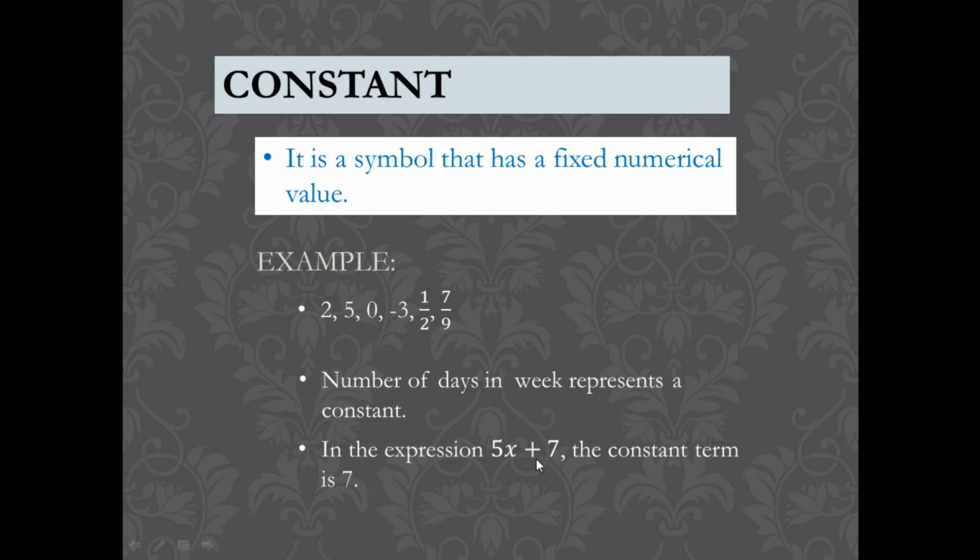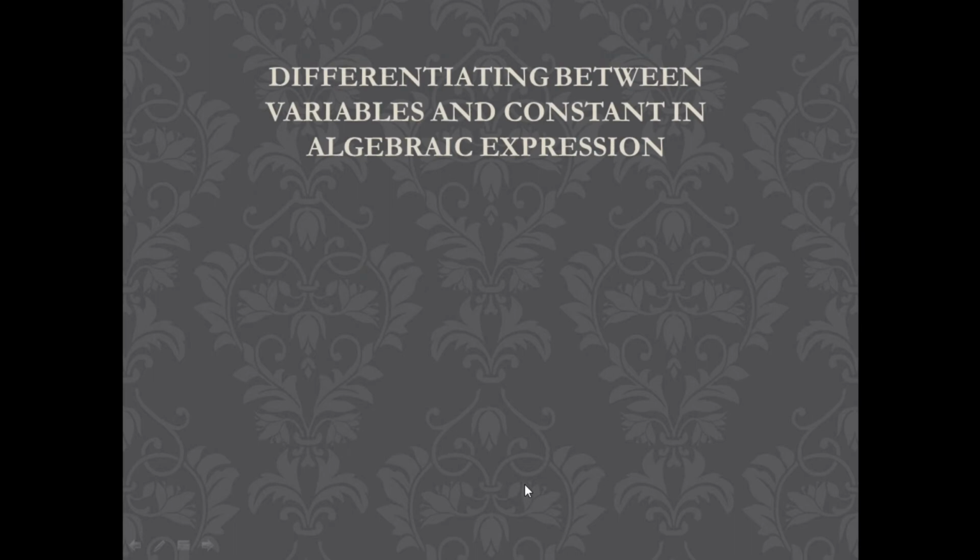And now I guess we are all ready to differentiate between a constant and a variable in a given algebraic expression. So let's take example number 1, x plus 3. So this expression contains two terms. The variable here is the letter x, while the constant here is the second term, 3.